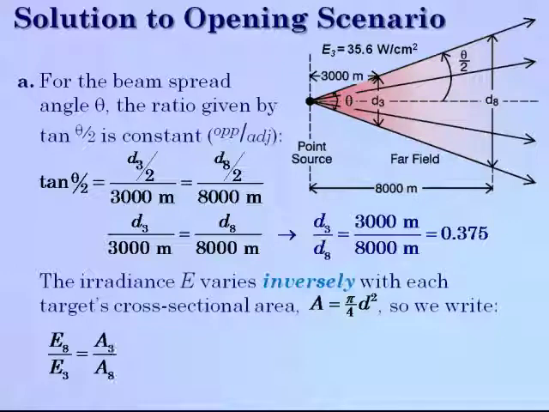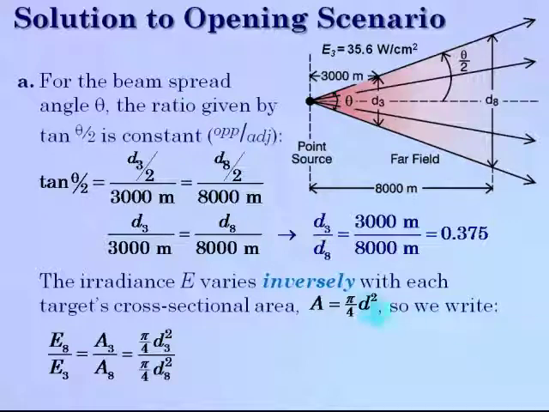Now, we're told that the irradiance E varies inversely with the target's cross-sectional area. And the cross-sectional area is going to be pi divided by 4 times the diameter of the beam squared. So we can write that the irradiance at position 8 to the irradiance at position 3 is equal to, inversely, the area at position 3 divided by the area at position 8. Notice that because it's an inverse proportion, we've got reversed subscripts on our formula.